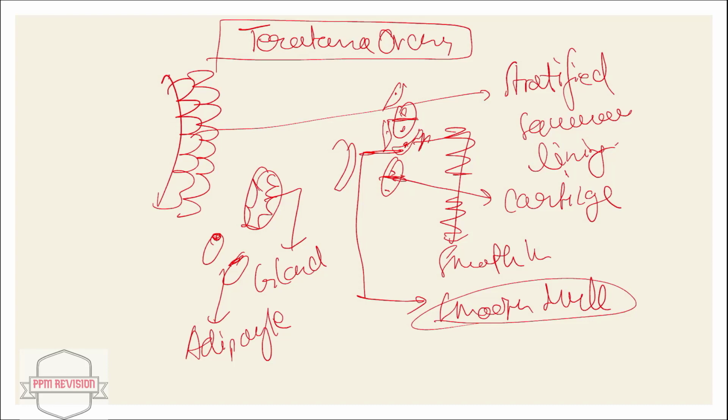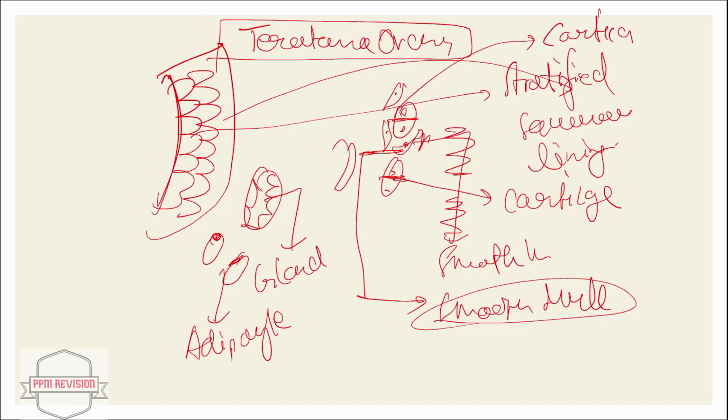So just recap what is there in teratoma ovary. Firstly, we had the stratified squamous lining, and then we also had the presence of the cartilage. This is nothing but the cartilage, and also there's presence of the smooth muscles. So I have drawn the cartilage, and surrounding it I have drawn some structure. You need to memorize that it's nothing but the smooth muscles.